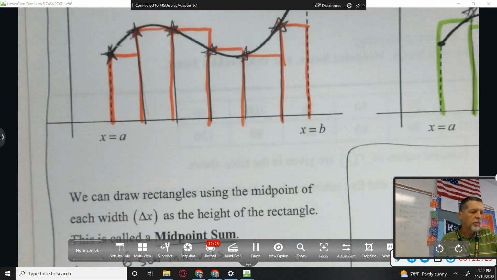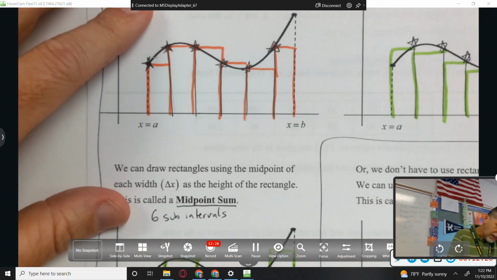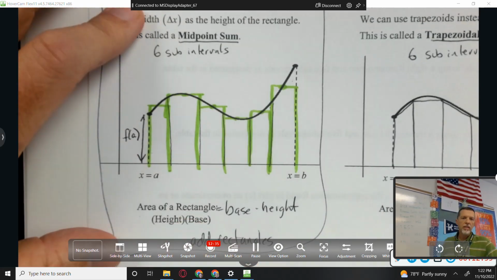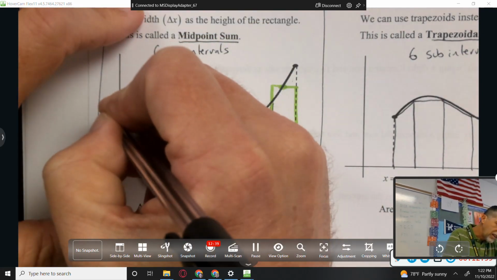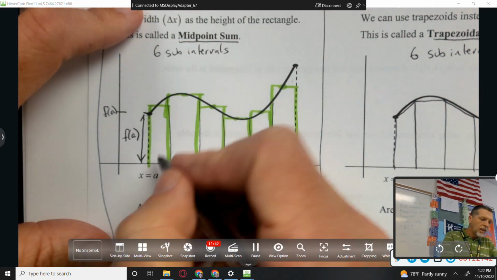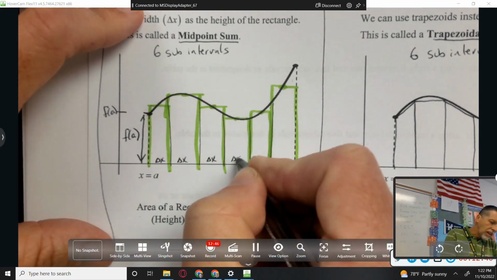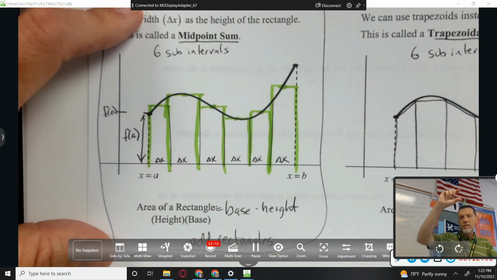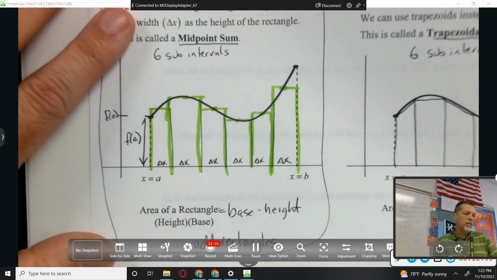Come back over here to this previous page. So this height right there, that height is f of a. Right? That height is f of a. Each width is delta x. And so you're doing a y value times a delta x, a y value times a delta x, a y value times a delta x, all the way down.